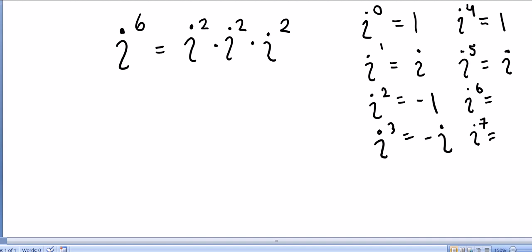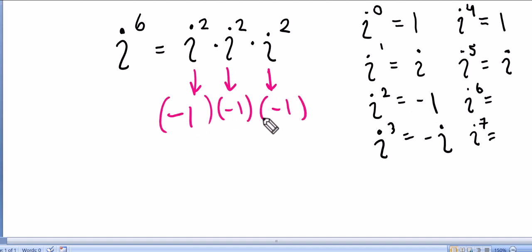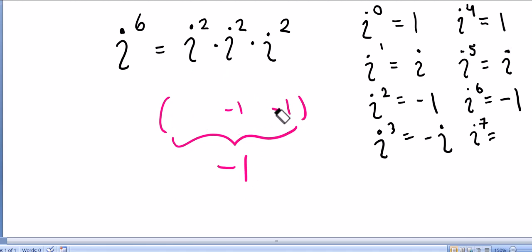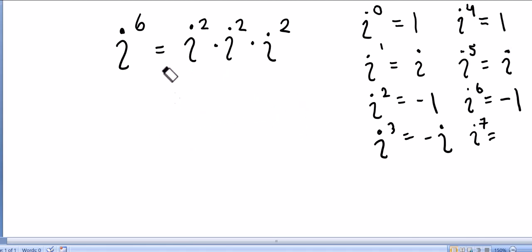But if you understand this and what I'm doing, you're going to be fine. So i squared, we said by definition, is negative 1. And here's another negative 1, and here's another negative 1. If I multiply all three of those negative 1s, I get negative 1. I'm hoping by now you've had an oh moment or a what's-going-on moment. Hopefully you don't have a what-am-I-doing-with-my-life moment.